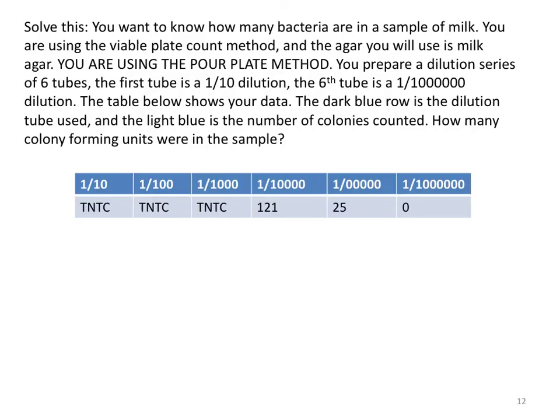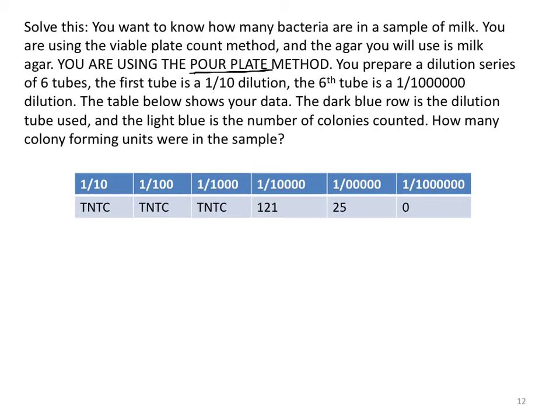Alright, so let's solve this. You want to know how many bacteria are in a sample of milk. You are using the viable plate count method, and the agar you will use is milk agar. You are using the pour plate method. You prepare a dilution series of 6 tubes. The first tube is a 1 in 10 dilution, and the sixth is a 1 in 1 million, just like the previous example. The table below shows your data. The dark blue is the dilution tube used, and the light blue is the number of colonies counted. How many colony forming units were in the sample?